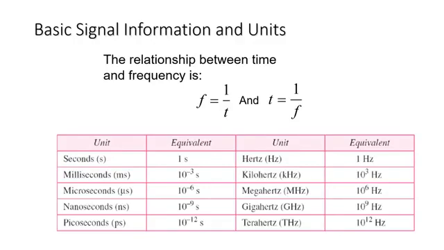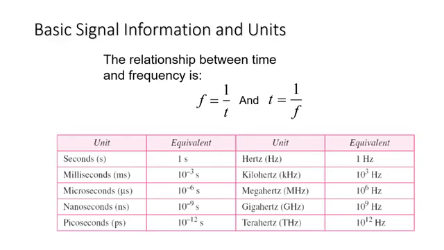Since the signal is a function of time and can also be expressed as a function of frequency, the relationship between time and frequency is f equals 1 divided by t, which is equivalent to t equals 1 divided by f. Thus, frequency is inversely proportional to time. The table shows the common units and their equivalents in seconds.